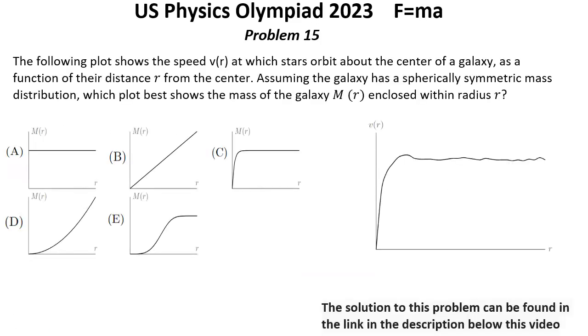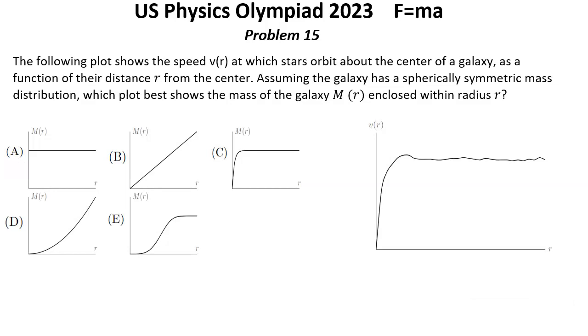Problem number 15. The following plot shows the speed V(r) at which stars orbit about the center of a galaxy as a function of their distance r from the center. Assuming the galaxy has a spherically symmetric mass distribution, which plot best shows the mass of the galaxy M(r) enclosed within radius r?